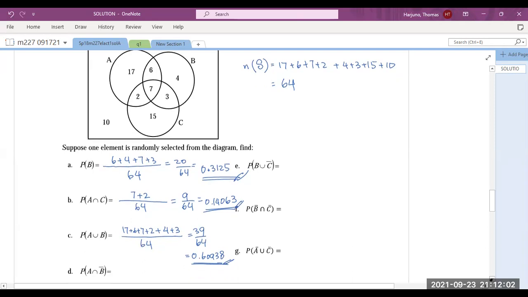Okay, let's go down further. In A and not in B. In A, and at the same time, not in B. Of these, the ones that are not in B are this guy and this guy, right?